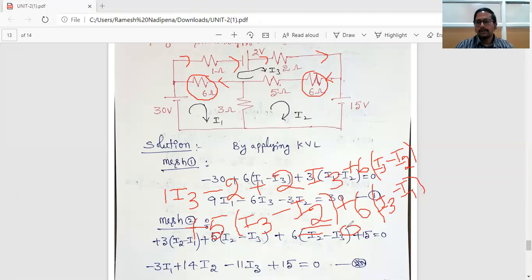Now solve the mesh 1, mesh 2 and mesh 3 equations for finding the values of I1, I2 and I3. I request everyone to use a calculator to calculate the I1, I2 and I3 values. So this is regarding mesh equations.